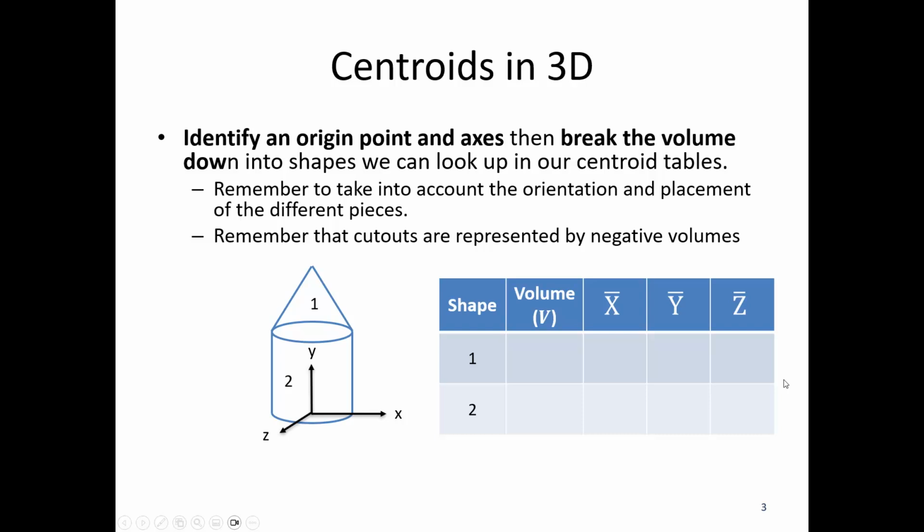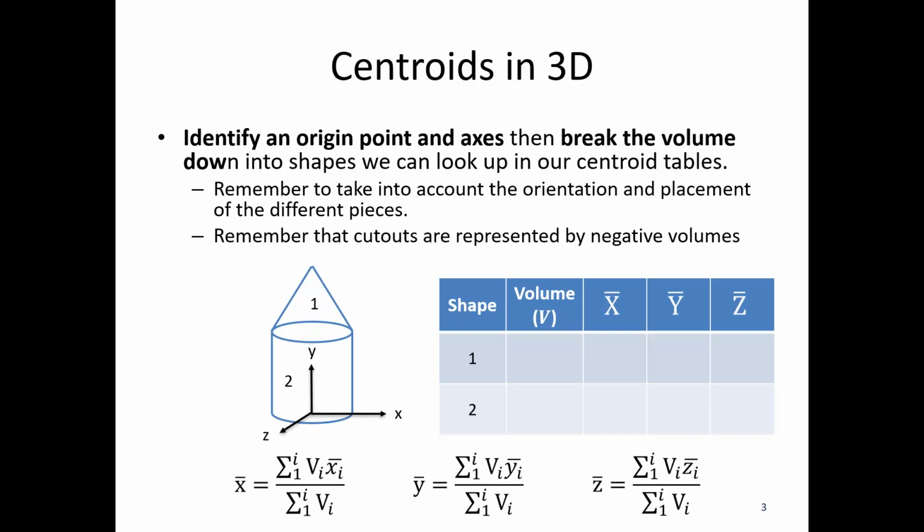Once we have each of those pieces, we have 3 things to calculate. We've got an x coordinate for our overall centroid, a y coordinate for our overall centroid, and a z coordinate for our overall centroid. And the process is much the same, we just have 3 of them now. So it can be volume 1 times x bar 1 plus volume 2 times x bar 2, divided by the total volume. That gives you the overall x bar. Same thing for y bar and z bar, except it's volume times y bar or volume times z bar for those calculations.